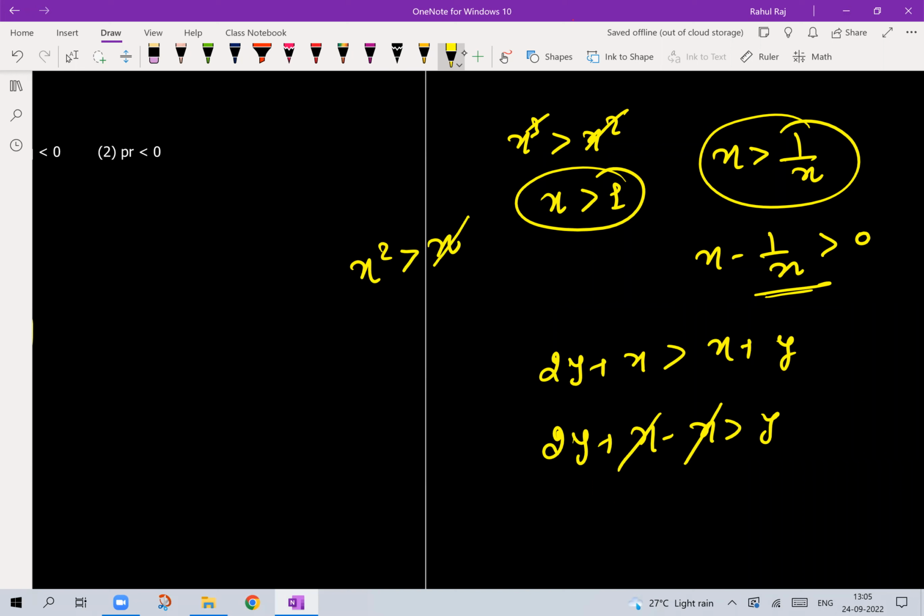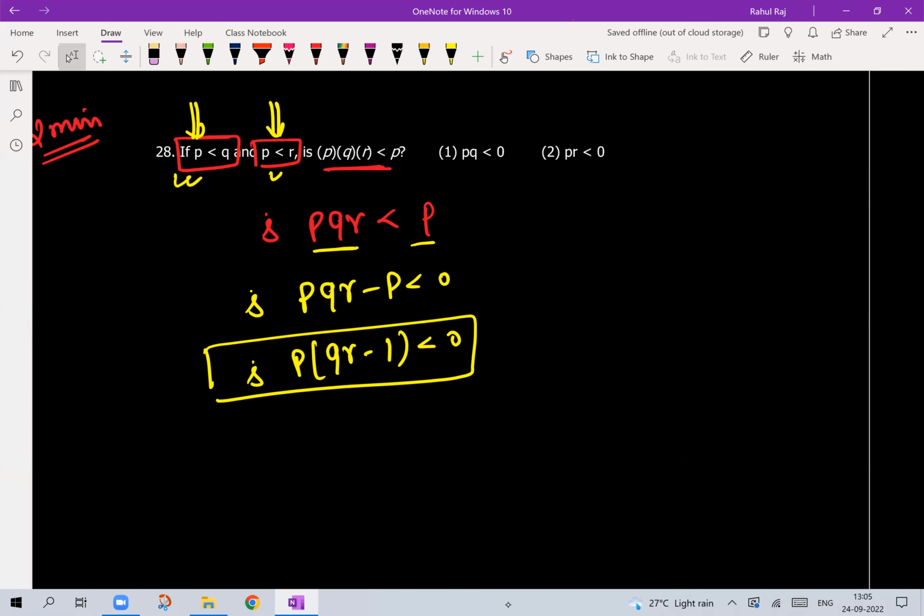X square greater than x, you can't cut this x and this x. Powers cannot be cut. X greater than 1 by x, you can't say x square greater than 1. This cannot happen. You can just transpose the variable. Once after transposing, plus x minus x cancel out. That's absolutely fine. But do not play with the powers and cross multiplication until it's mentioned in the question that x and y are positive.